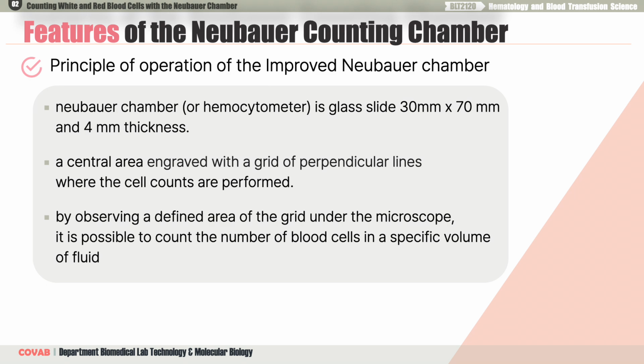So the Neubaur counting chamber or hemocytometer is a glass slide, 30 millimeters wide, 70 millimeters long, and 4 millimeters thick. It has a central area engraved with a grid of perpendicular lines where cell counts are performed. And the principle comes here. By observing a defined area of the grid under the microscope, it is possible to count the number of blood cells in a specific volume of fluid.